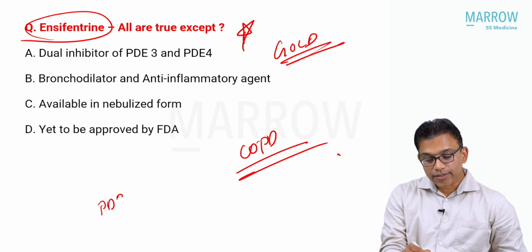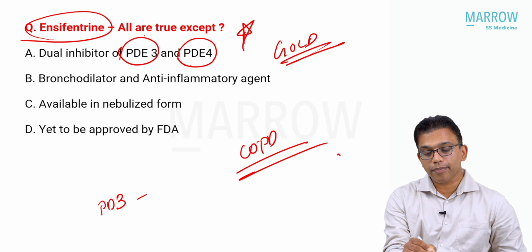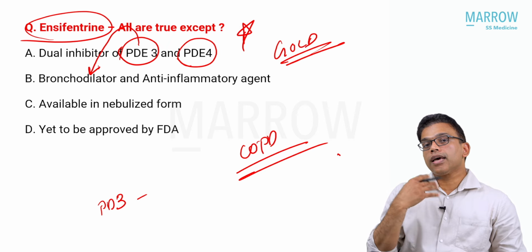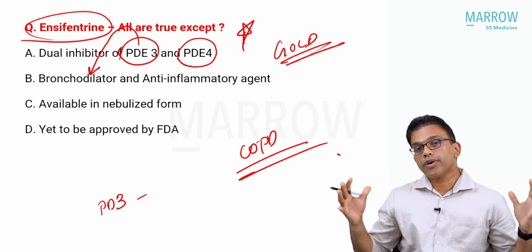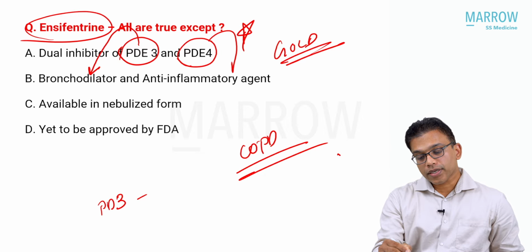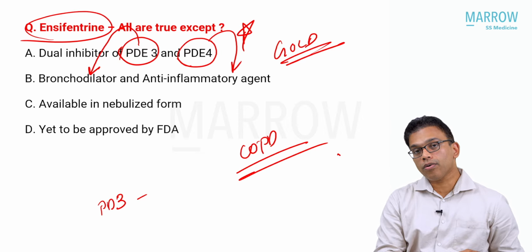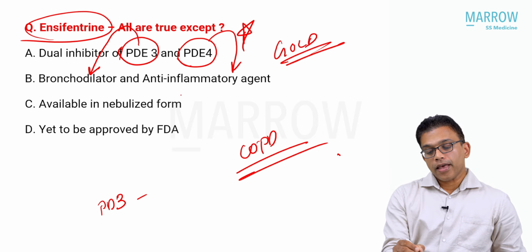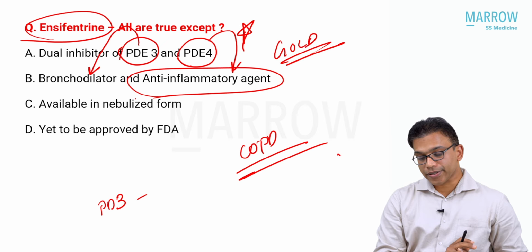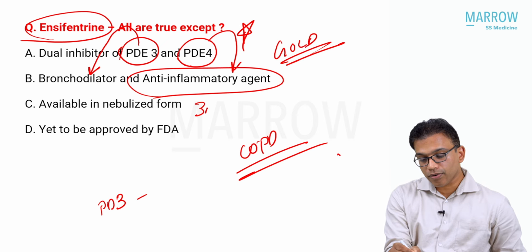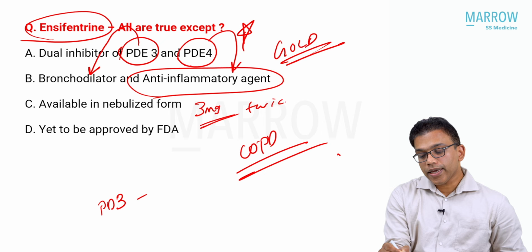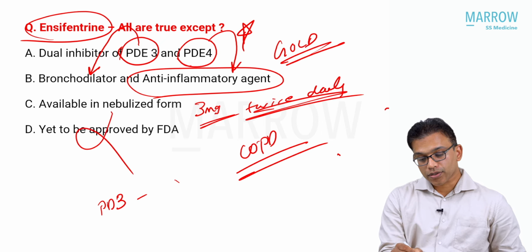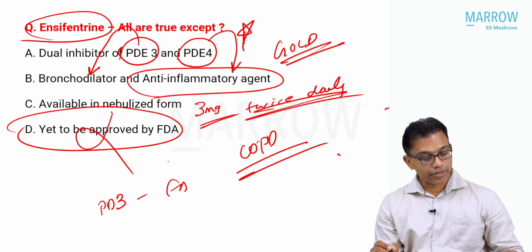It has a phosphodiesterase 3 inhibiting and a phosphodiesterase 4 inhibiting action. Phosphodiesterase 3 inhibiting action helps to increase the level of cyclic AMP, thereby it has a bronchodilatory action. Phosphodiesterase 4, you might have already learned, roflumilast is the classical example. The same mechanism is there for ensifentrine, and thereby it acts as an anti-inflammatory agent. It is available in the nebulized form. 3 mg twice daily is the dosage, and it is approved by FDA. So the wrong statement is the fourth statement.